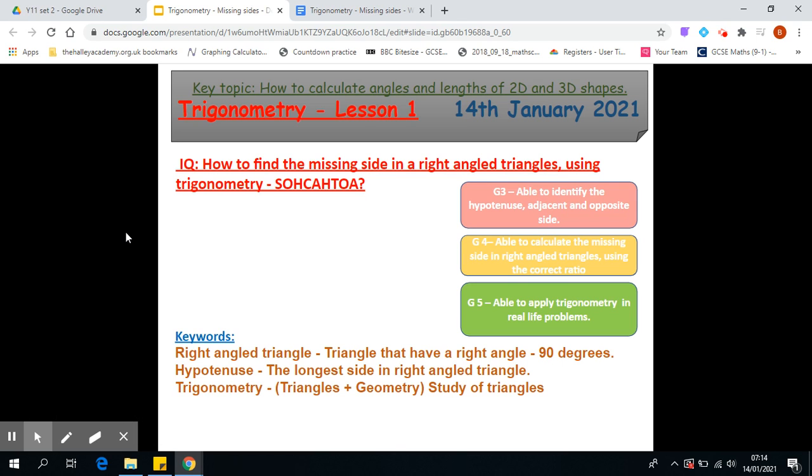Hello everyone. In this lesson, we're going to focus on finding the missing side in right angle triangles using trigonometry.